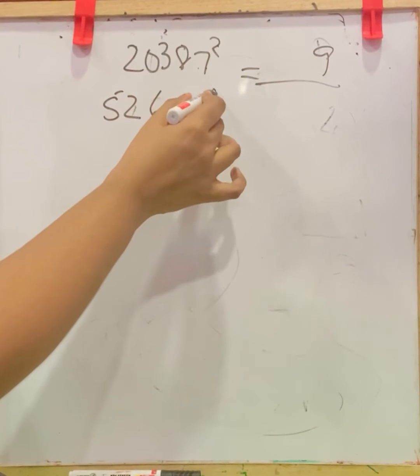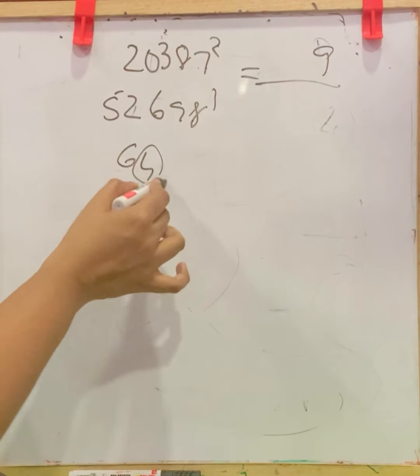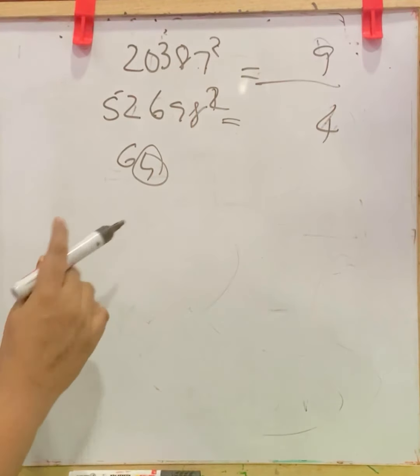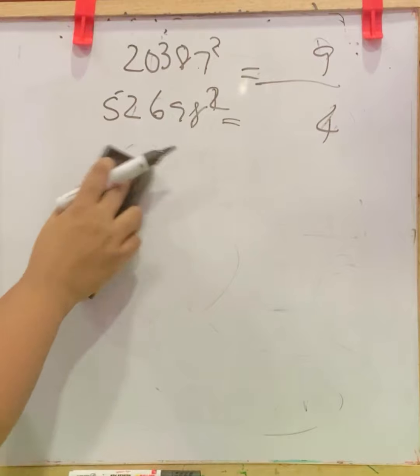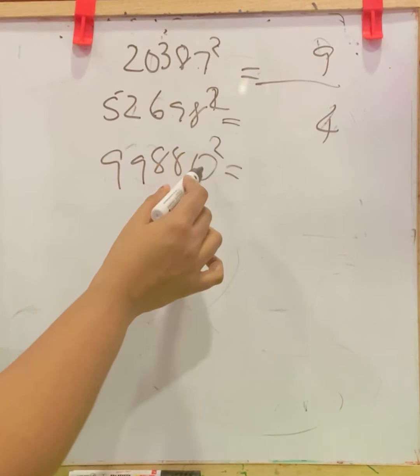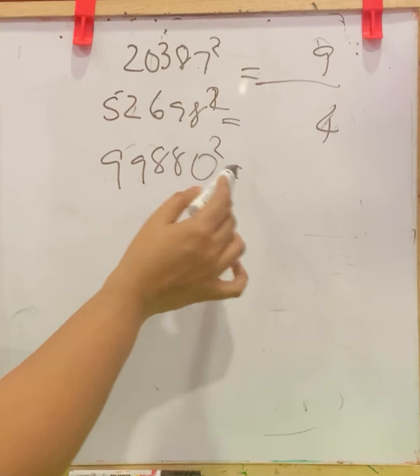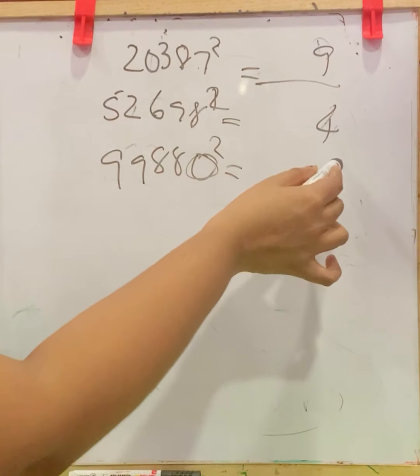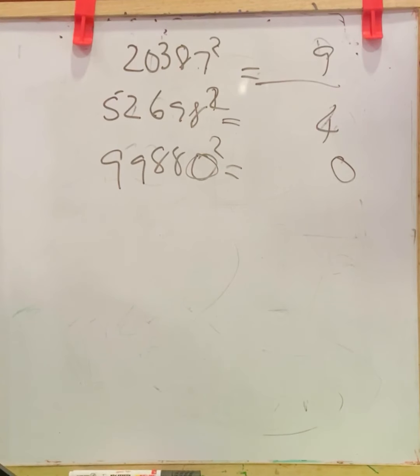52698. 8 8s are 64. In that, the units place is 4. So here in the result, the units place will also be 4. 99880. In that, it is ending with digit 0, and we already found that a number ending with 0, its square will also end with the digit 0.